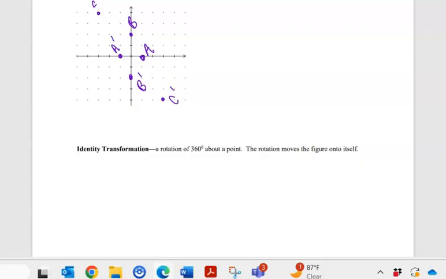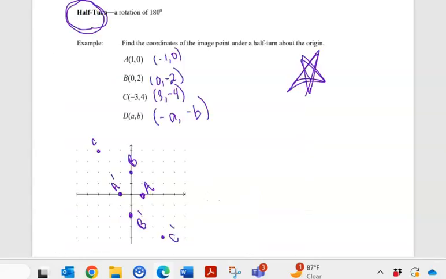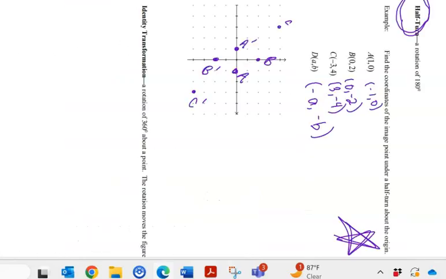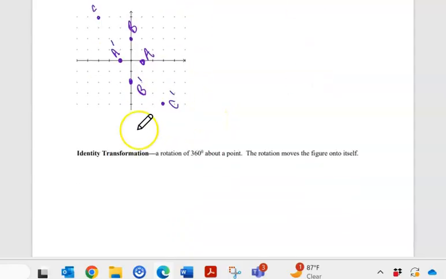Obviously, if you rotate any point, figure, or shape 360 degrees about a point, it's going to land right back on top of itself. So, I can just model that with this paper. If I take this paper and I turn it, think about what I just did. I did -90, -180, -270, -360, and I'm saying negative because I went in that clockwise direction. When I go full 360, I land right back where I was, and that's why it's called the identity transformation, because the rotation puts the figure right back onto itself.